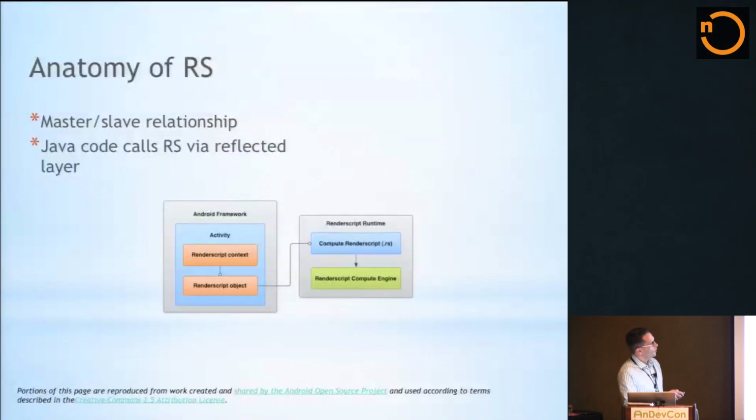So again, here in the Android framework, you've got your activity, and you're going to have a RenderScript context and then an object which represents your actual RenderScript code. And you're going to call through to the RenderScript runtime by way of this object and this reflection object, which will then actually execute your code within the RenderScript engine running at the native level.